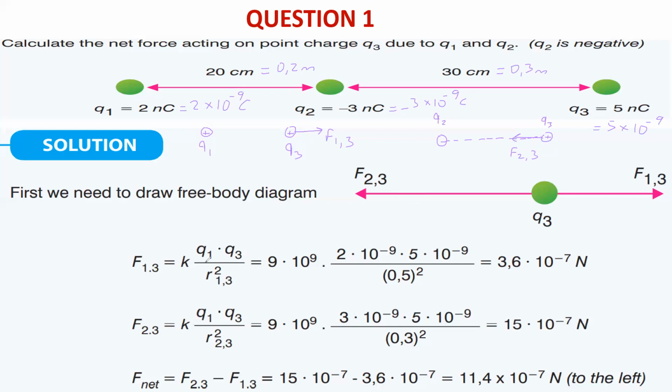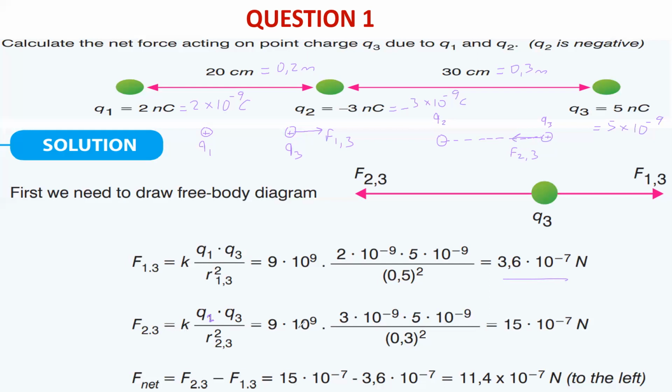Okay, let's carry on. So Q1 and Q3 we are calculating first. Q1 times Q3 over 0.5 squared, and then you are getting the first force. And the second one, F23. They made a mistake here. Let's fix it, let's correct it. So Q2 and Q3 now. So now you are looking for the force between Q2 and Q3.